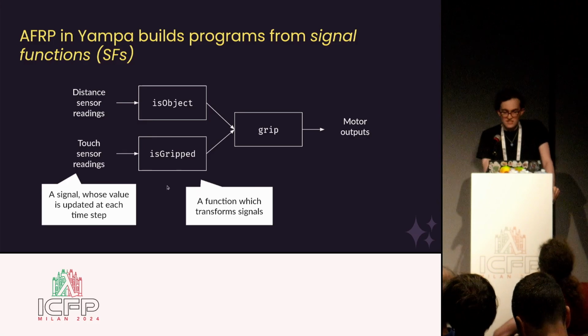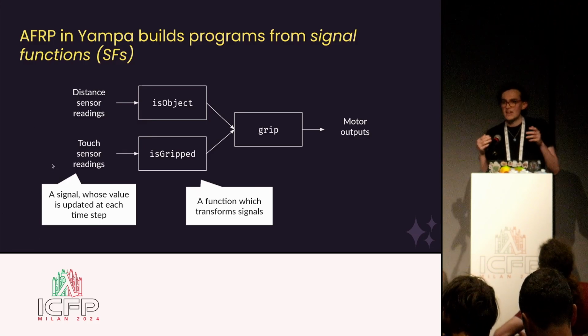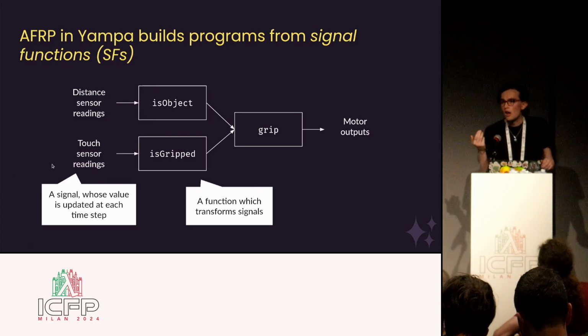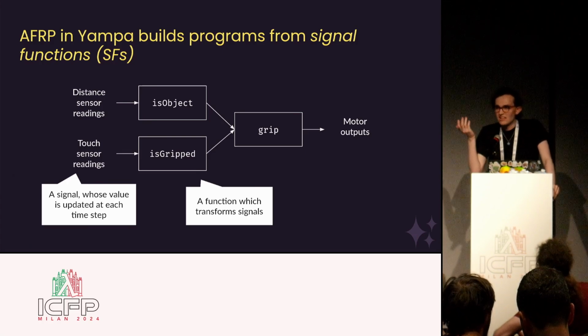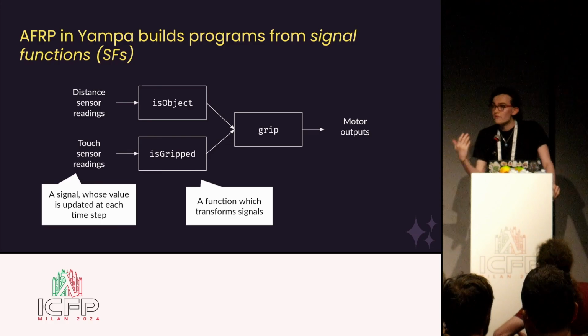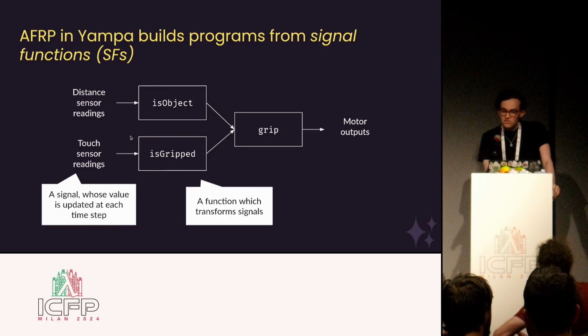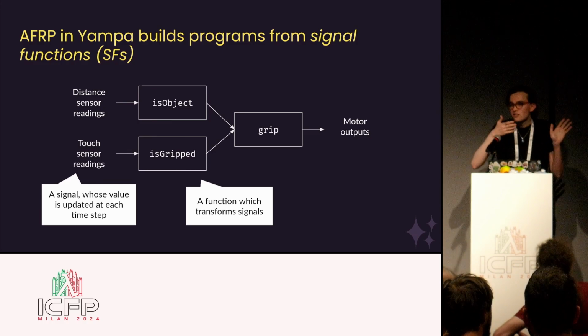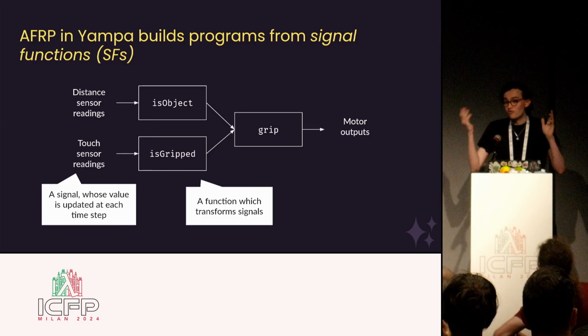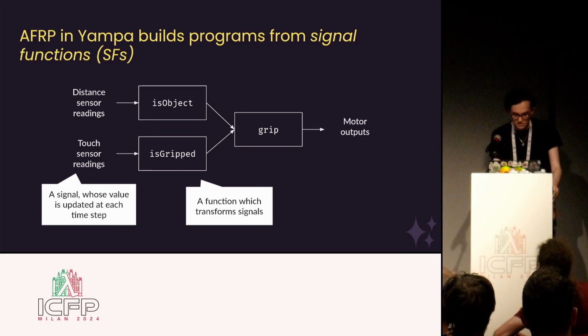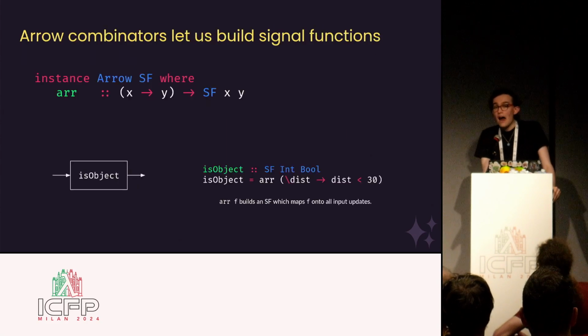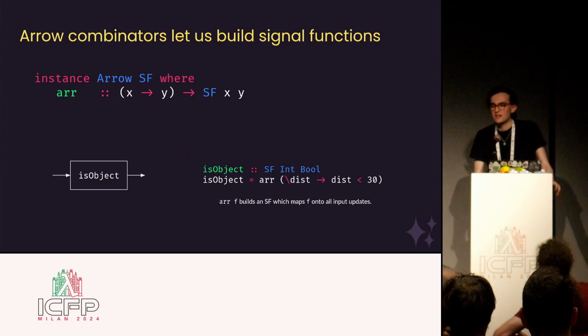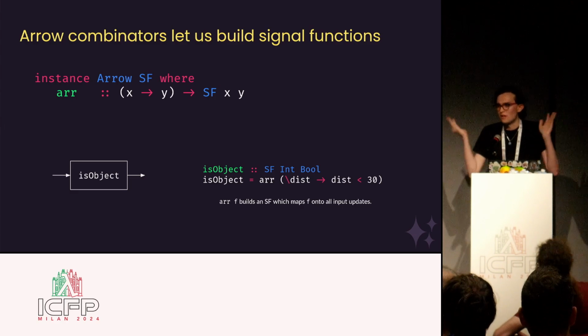We have signals, which are values that are updated at each point in time, at each time step. So every 60th of a second or whatever, our touch sensor will be updated with a new reading. That signal will have a new value on it. And then our boxes are signal functions, which are the main abstraction in AFRP. These take our signals, transform them into new signals, allow us to react to our inputs to produce our outputs. Now, because this is Arrowized FRP, we're using the arrow combinators to build our signal functions. I'm going to quickly go through the arrow class now to talk about what we're doing.